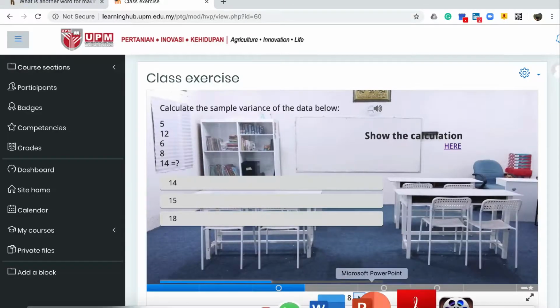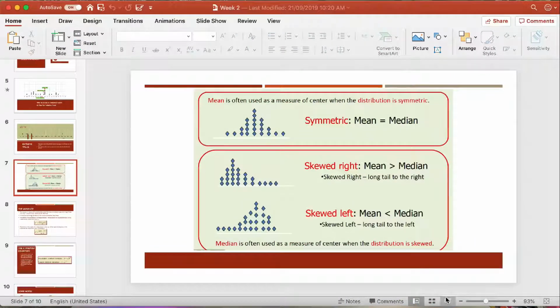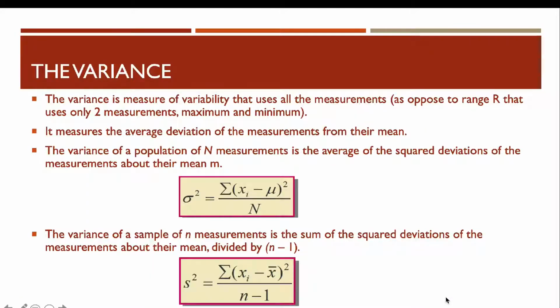Okay, moving on to the next slide. The variance. The variance is the measure of variability that uses all the measurements, as opposed to the range that uses only 2 measurements, which is the maximum and minimum. It measures the average deviations of the measurements from their means. So this is the definition. The variance of a population is the average of the squared deviations of the measurements about their means.